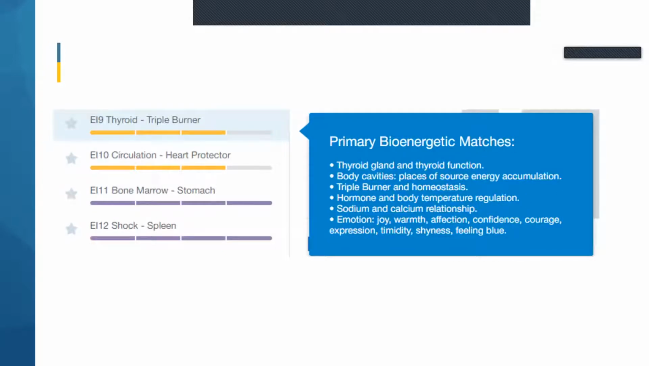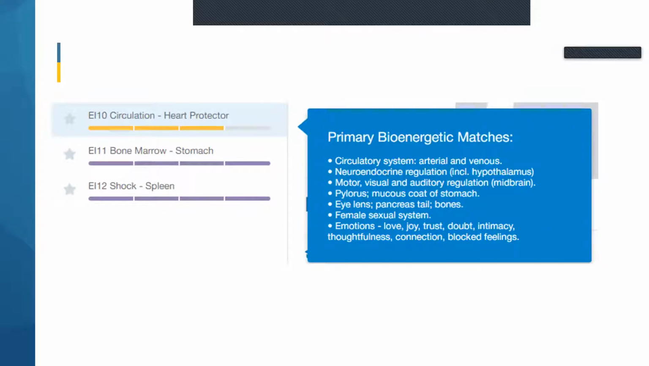Looking at the triple burner meridian, mostly connected with thyroid gland, thyroid function. Okay, so looking at those sort of cavities, how the body is able to store energy. Look at this, we're looking at hormones and body temperature regulation. Okay, let's look at the emotions on here. So we've got feeling blue. Okay, expression. I'm just pulling out some of the emotions that I felt from this client. Okay. Heart protection. So again, here we've got a link with the circulation system.